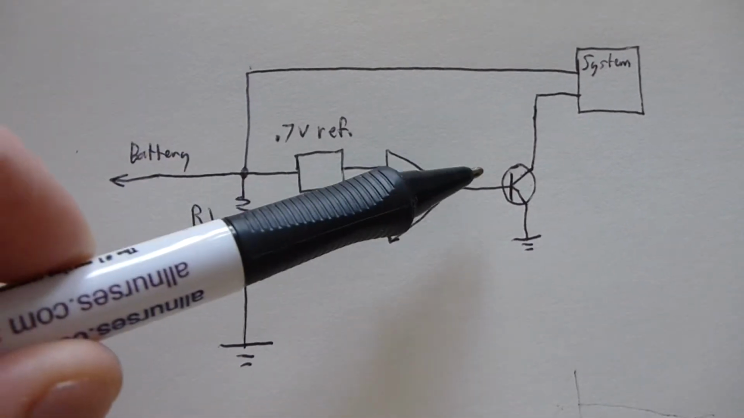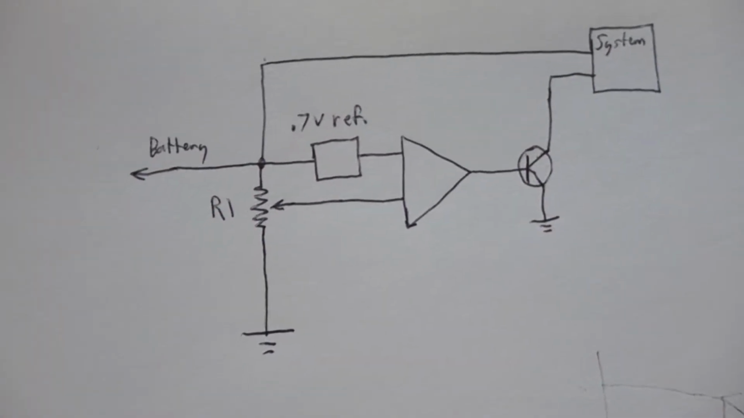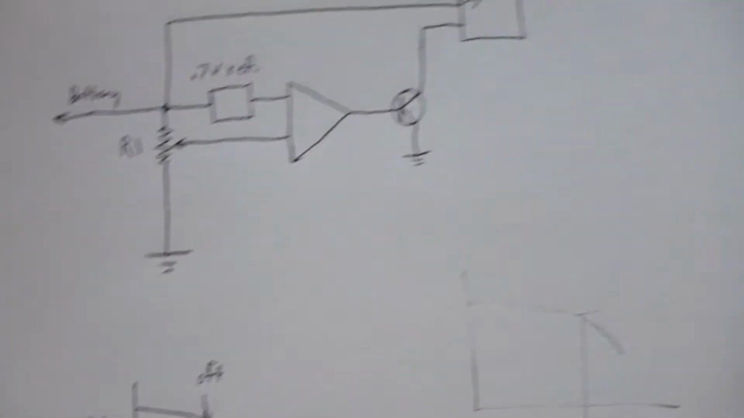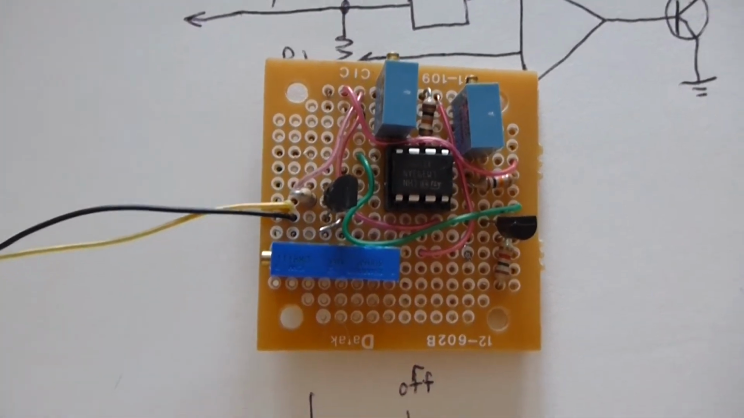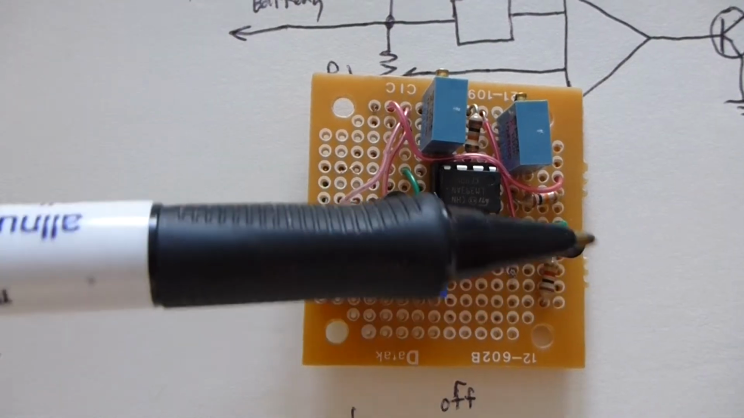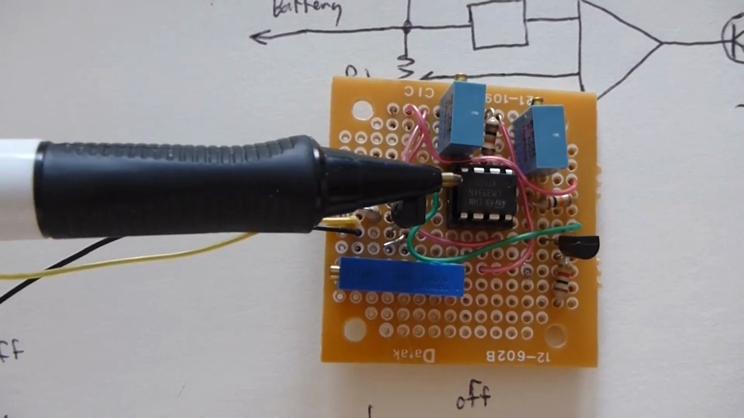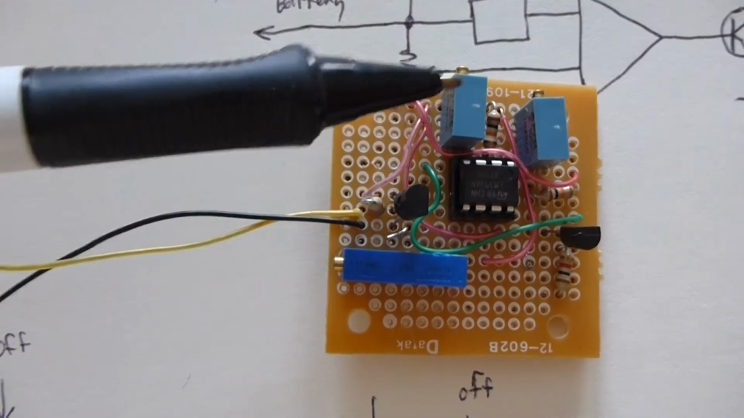The output of this drives a transistor, and the transistor controls power to the system. So you can actually see the built version of this circuit here. So we have our reference voltage here. This is our transistor. This is our comparator, a special low voltage comparator. This is our tuning resistor.